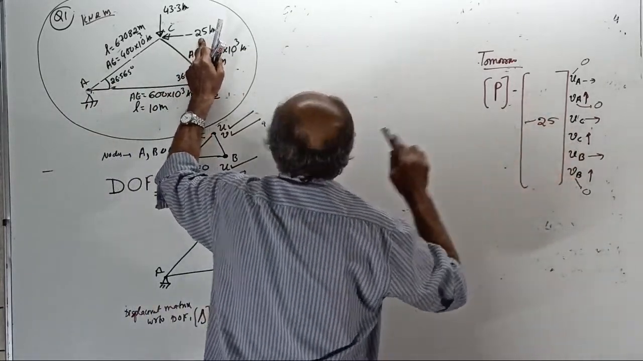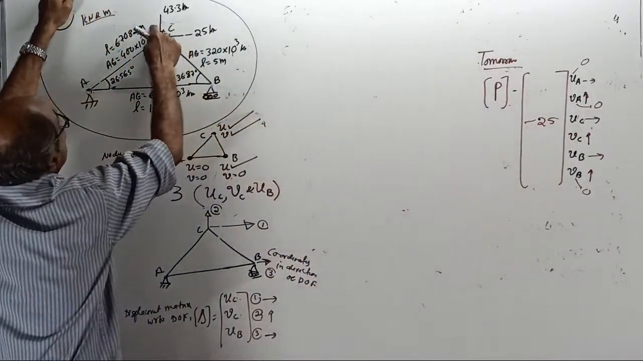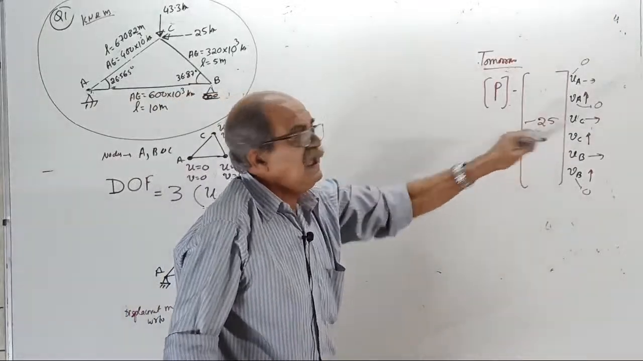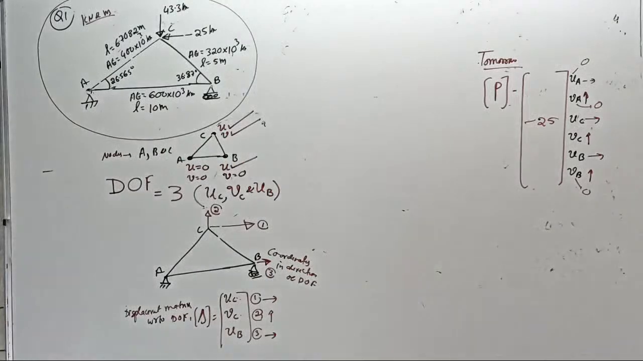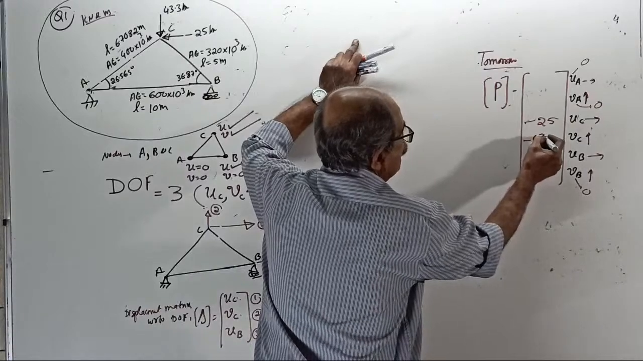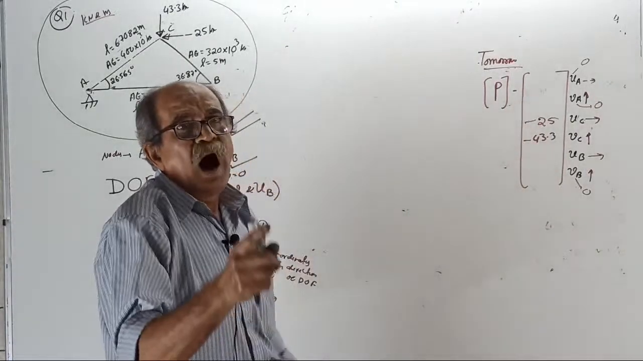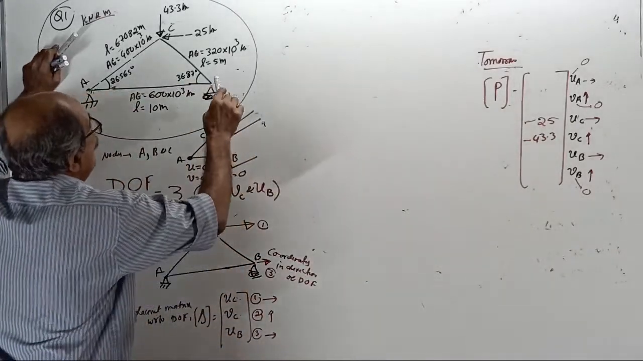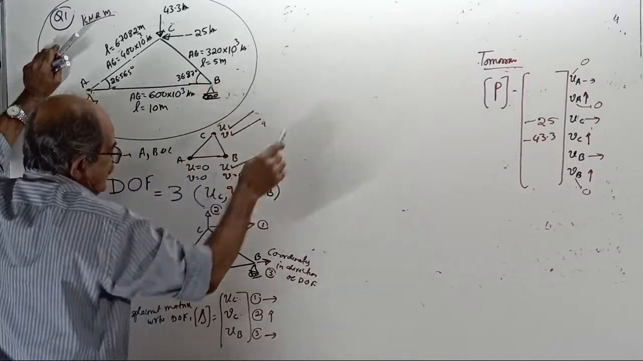And tell me, what VC will I enter? Force at C is 43.3 down. What VC will I enter tomorrow? I will take a photo of the sketch today, because I am removing this one, and tomorrow I will not explain once again. What VC will I enter? Minus 43.3. And tell me what VB I will enter tomorrow. UB, horizontal displacement to right side.